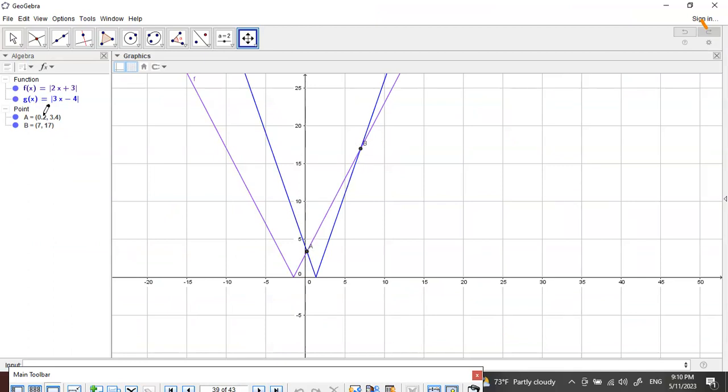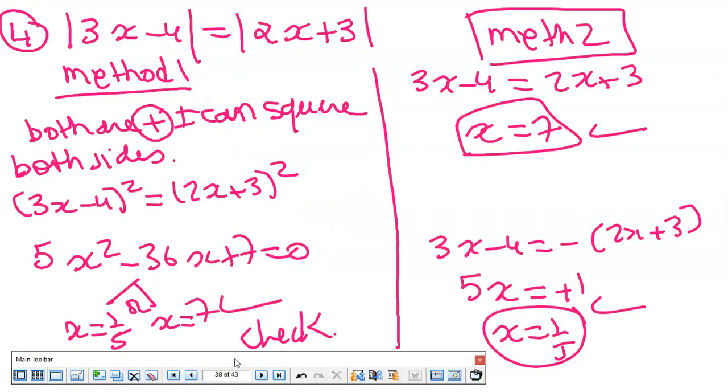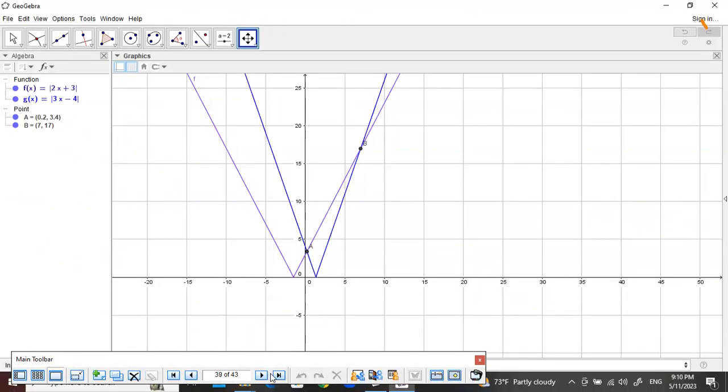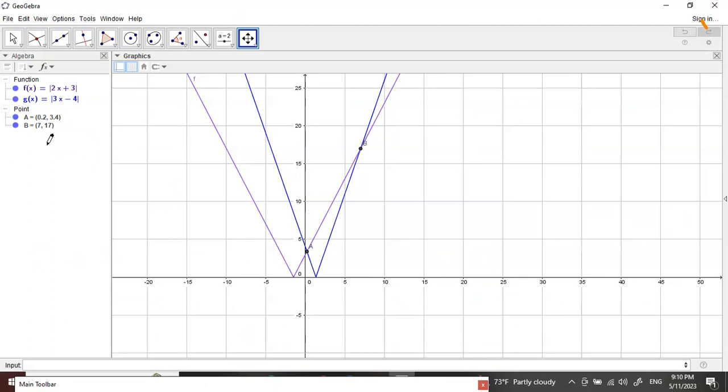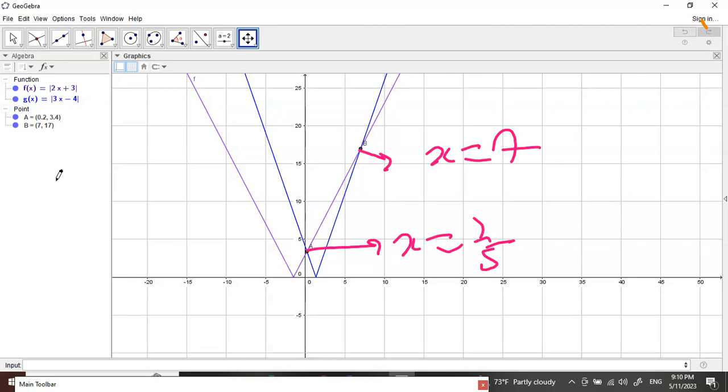Let's look at the coordinate of A. Ax is equal to 0.2, this is 1 over 5. And the second one here, B, is 7. So this is x equals 7, and this one is x equals 1 over 5. And I can confirm from the graph that the work I did is right.